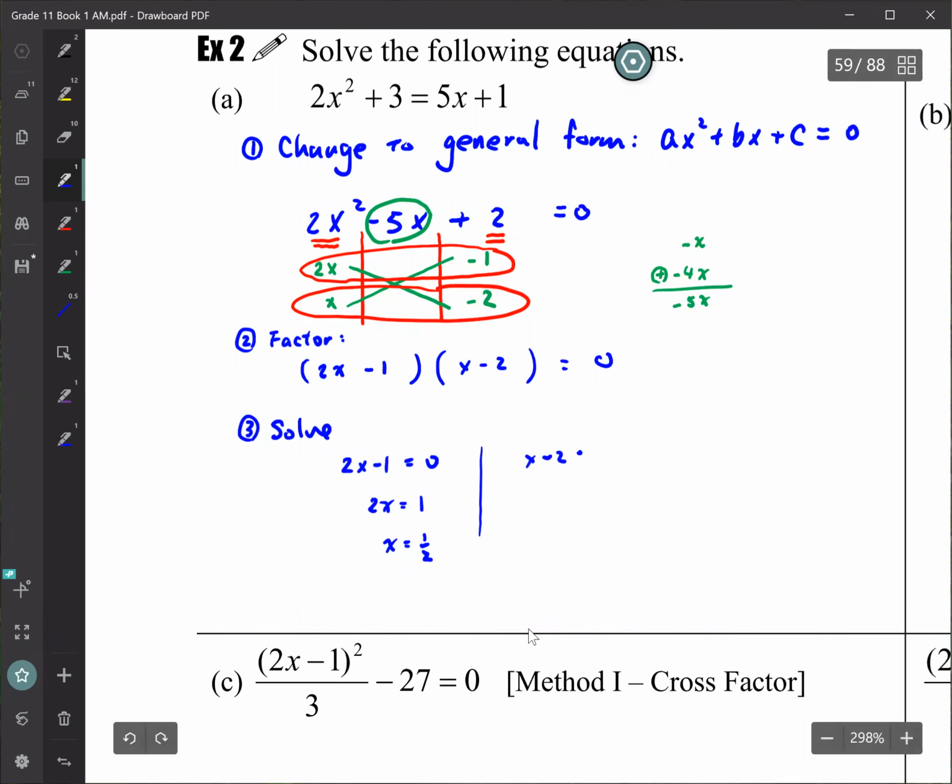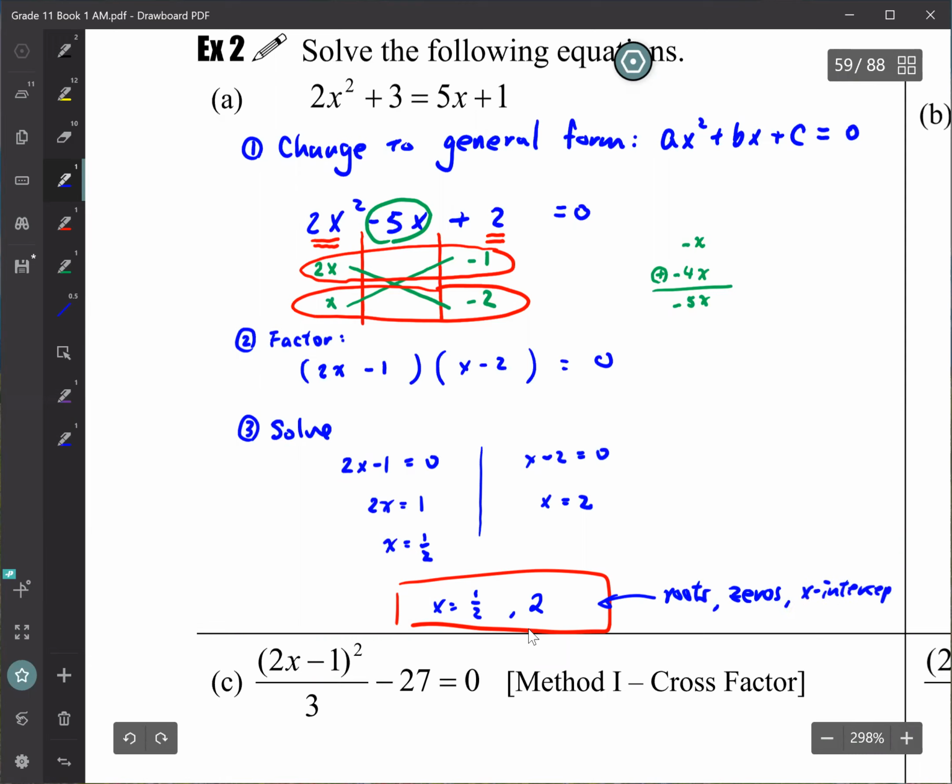X minus 2 equal to 0, right? The second bracket. So this one is easier. X equal to 2. So we have an answer of x equals half or 2. Okay, so these are called the roots, the zeros, or x-intercepts. Okay, just different names. We mentioned this last time.